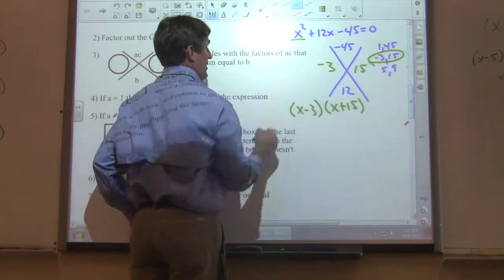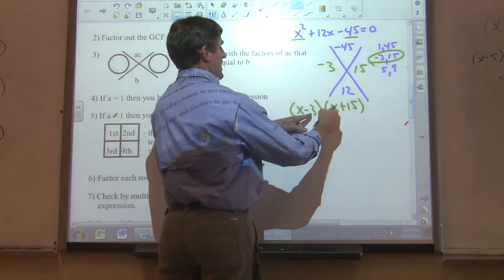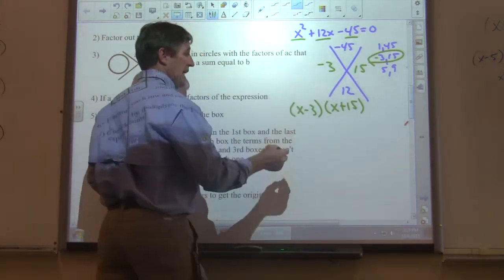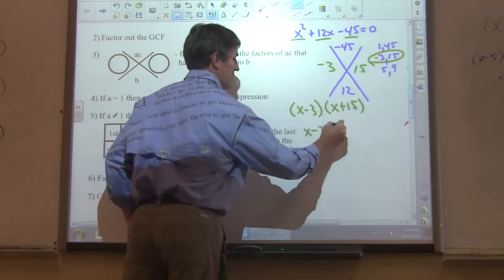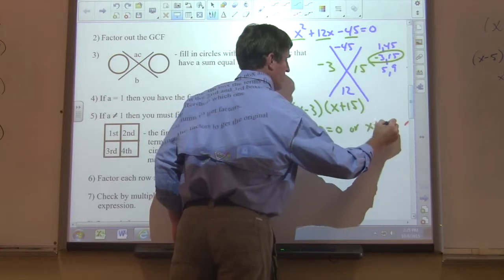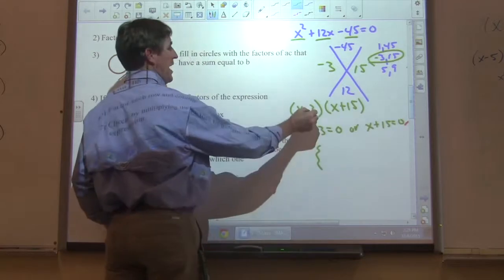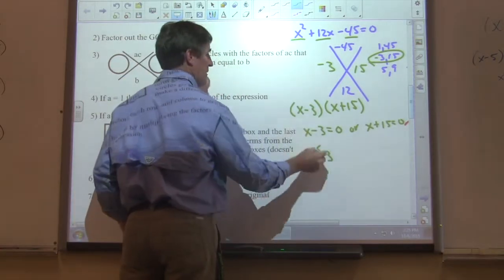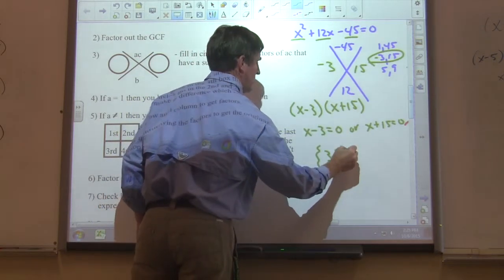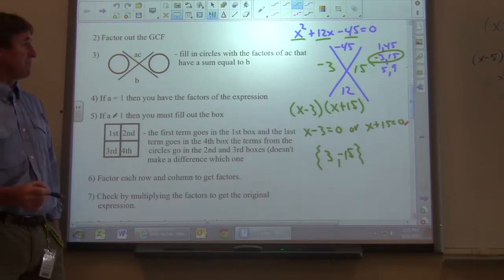X times x, x squared, that checks. Negative 3 times 15, negative 45, that checks. 15 and negative 3, positive 12, that checks. So now, again, you can set it equal to 0 and solve that, or you can just remember the shortcut. Opposite of negative 3 divided by 1 is 3. Opposite of 15 is negative 15 divided by 1 is negative 15. And I have my answers.